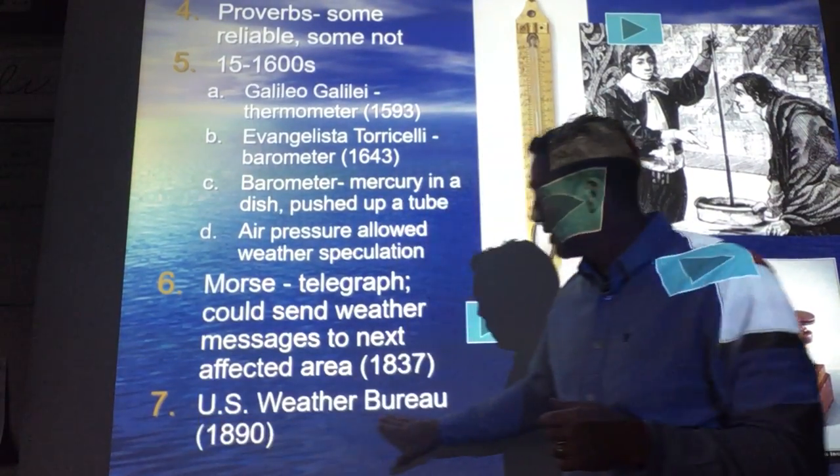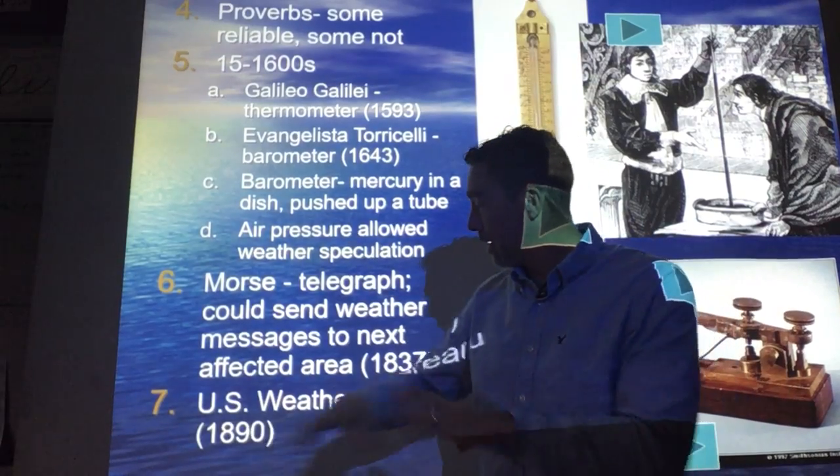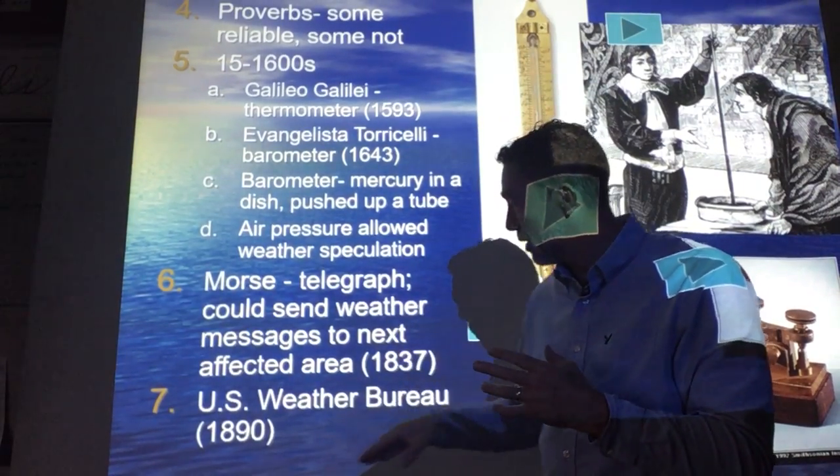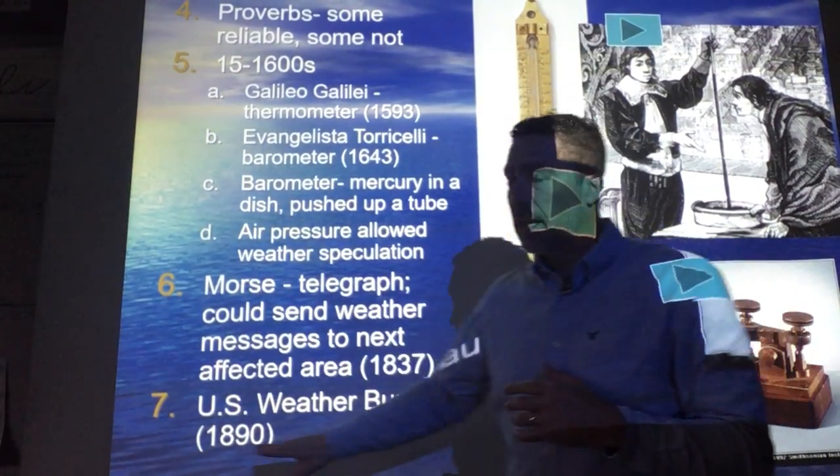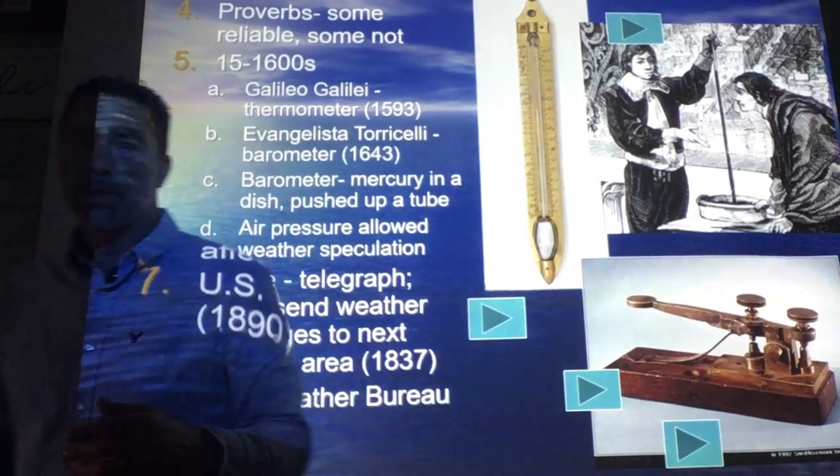Then the United States decided to come up with its own branch of the government, U.S. Weather Bureau, in 1890 because they felt it was so important.